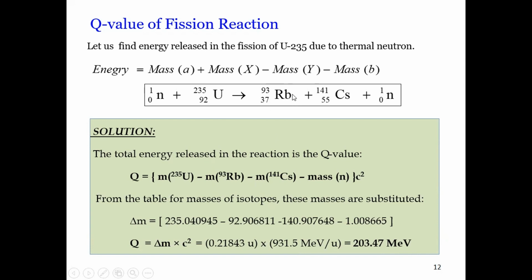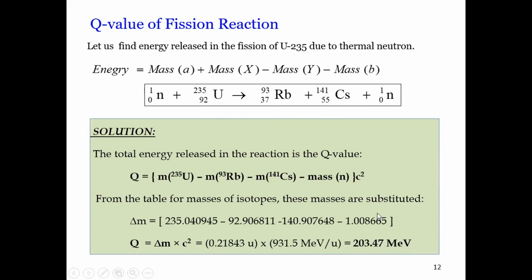Because it is not fixed that the rubidium and cesium will be the only things that will come out. These masses can change, and the fission fragments can be of different types, but some of the mass number will remain the same, 236. But these numbers can change, and these isotopes can change, and therefore, if you keep on calculating the energy difference in terms of the masses, you find out that it varies from 200 to 210 million electron volt energy per fission. This energy is huge.